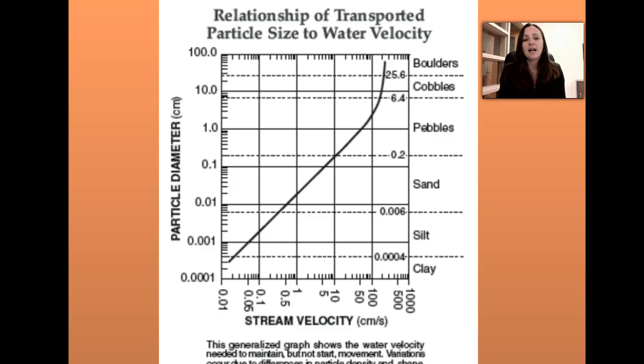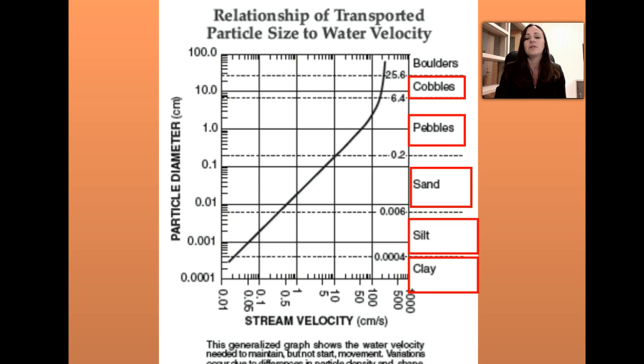Now, sediments are classified by their size, and you've seen this on page 6 of the Earth Science Reference Table, but we'll just quickly go through it again. So on the right-hand side, we have the list of sediments and their sizes. So we have clay, which is the smallest of the particles, silt, sand, pebbles, cobbles, and boulders.